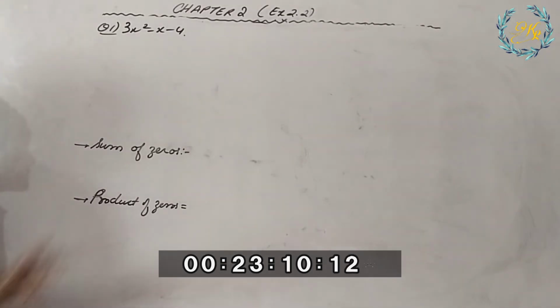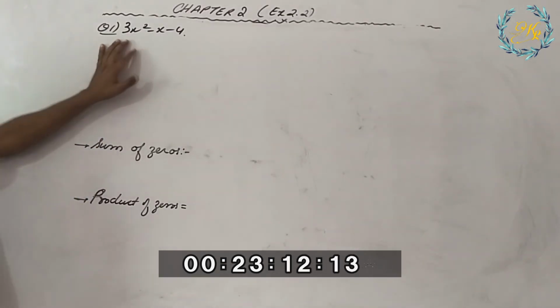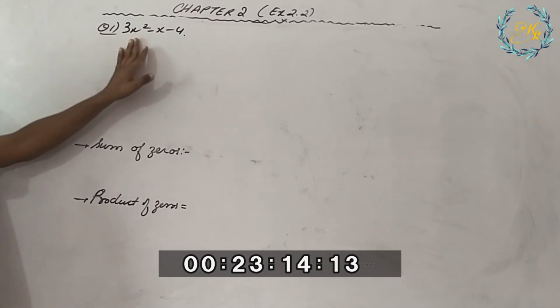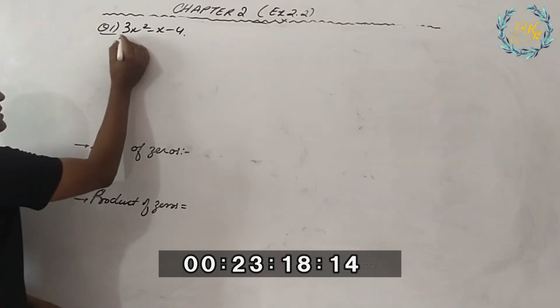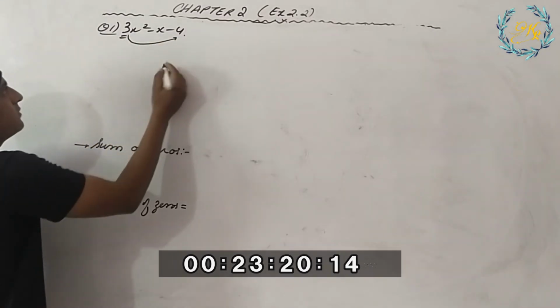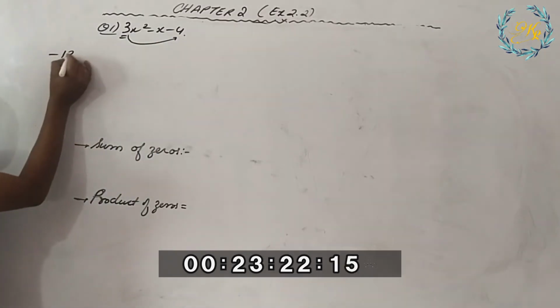Moving to next question, in the next question we are given 3x square minus x minus 4. You can see the value of a is given here. Multiply this with the last value. So the answer you get is minus 12.